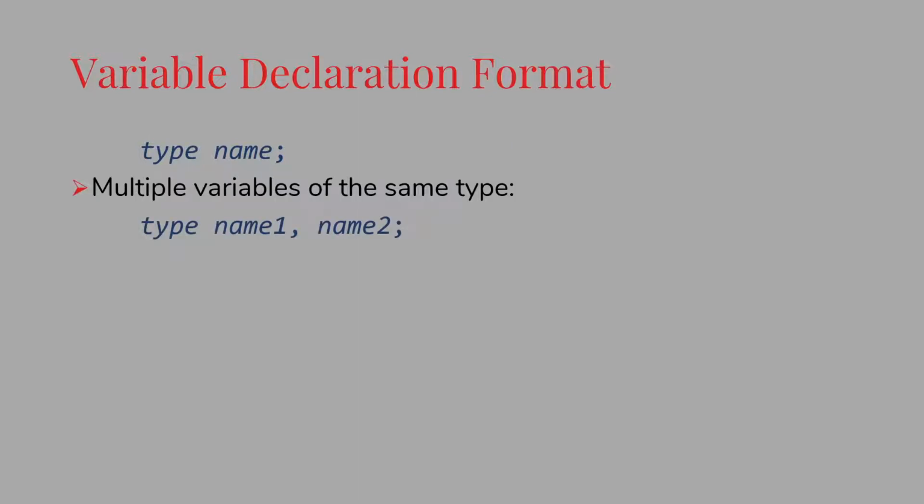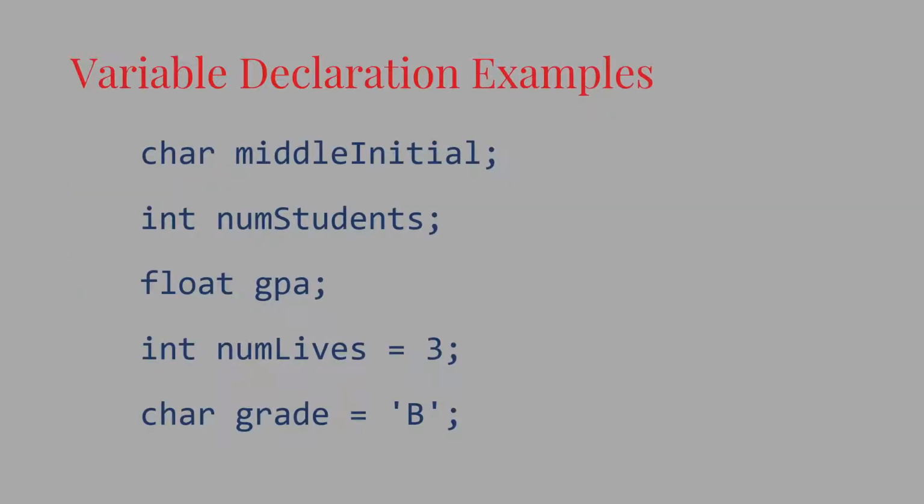Here's the format for a variable declaration: the type, then the name, then a semicolon. We can declare multiple variables of the same type at once by separating the names of the variables with commas. We can also give the variable an initial value by adding the equal sign and the value before the semicolon. Here are some examples of different variable declarations.